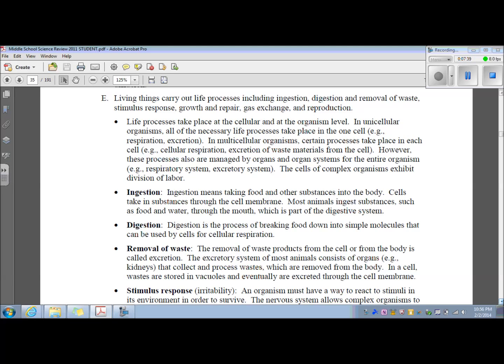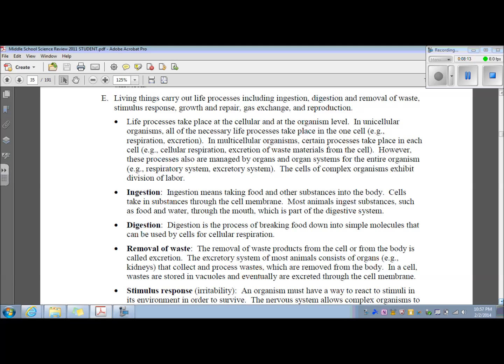In unicellular organisms, all of the necessary life processes take place in the one cell. In multicellular organisms, certain processes take place in each cell, such as cellular respiration, excretion of waste materials from the cell. However, these processes are managed by organs and organ systems for the entire organism, such as the respiratory system and the excretory system. The cells of complex organisms exhibit division of labor.